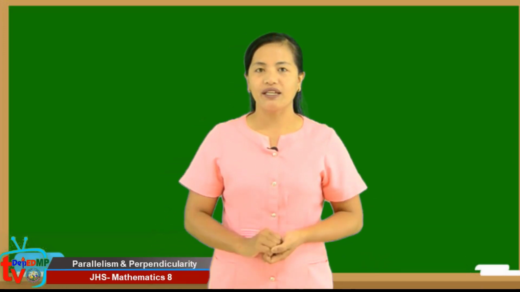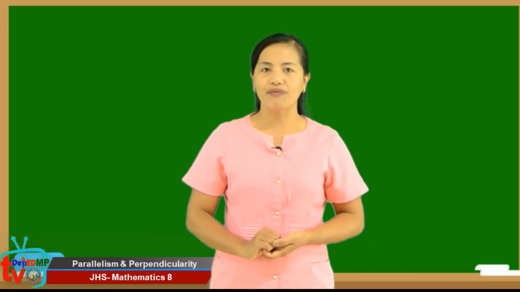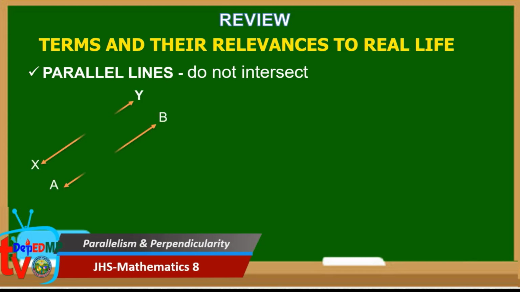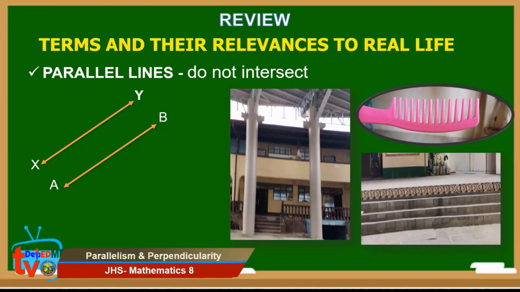Recalling your basic geometry is very important in our discussion. Let's check if you can remember these terms and their relevances to real life. First, parallel lines. These are lines in one plane that do not intersect. Why don't they intersect? Because they are of equal distance from each other. We can see the importance of this anywhere. In engineering and architecture, just like the posts, steps, or stairs, and other parts of the building. It can also be seen in the things we use every day, like the comb and many more.